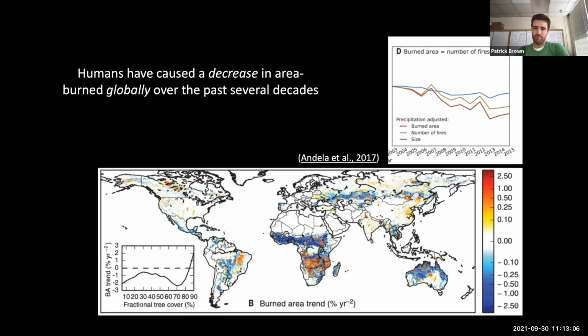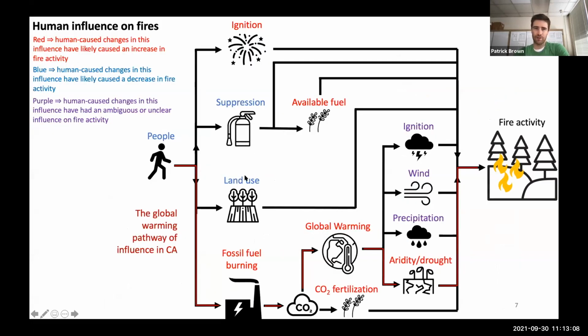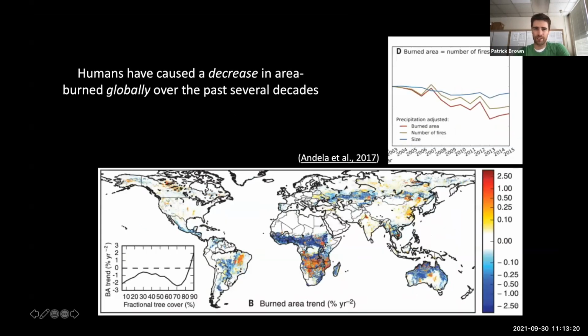That's mostly due to this land use component, humans changing the land towards agriculture that burns less, and then also intentionally suppressing fires. So it's not a situation where globally the earth is turning into a fire over most of the land. Globally, we actually are seeing a decrease in area burned, but that is not the case here in California.